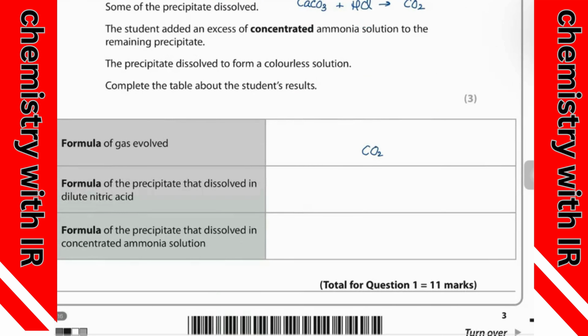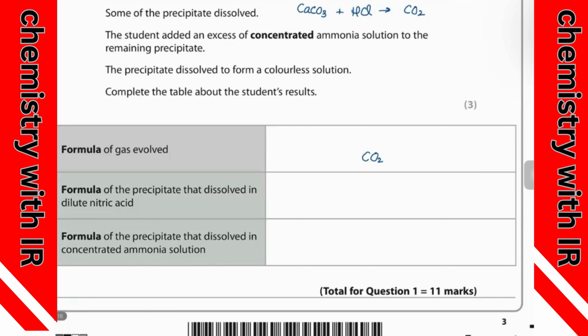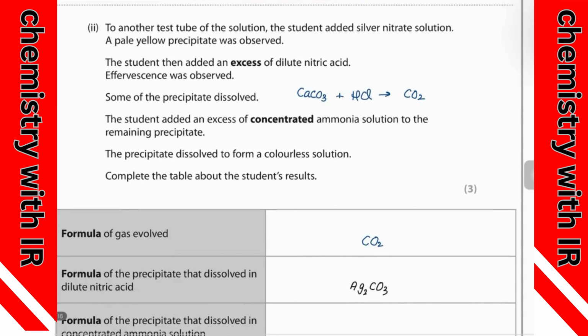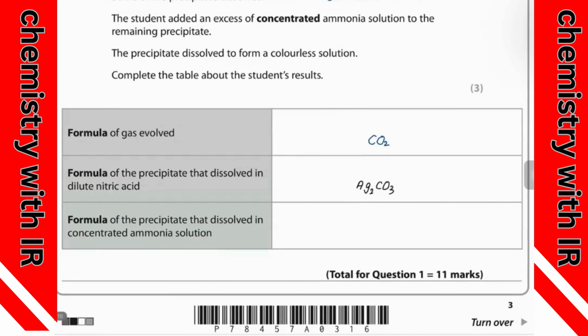And then they are saying formula of the precipitate that dissolved in dilute nitric acid. Of course, that is supposed to be silver carbonate. And formula of the precipitate that dissolved in concentrated ammonia solution. We have seen that to another test tube of the solution, the student added silver nitrate solution, a pale yellow precipitate. Pale yellow means that it's bromide. It's not complete yellow, it's pale yellow precipitate. So it would be silver bromide.